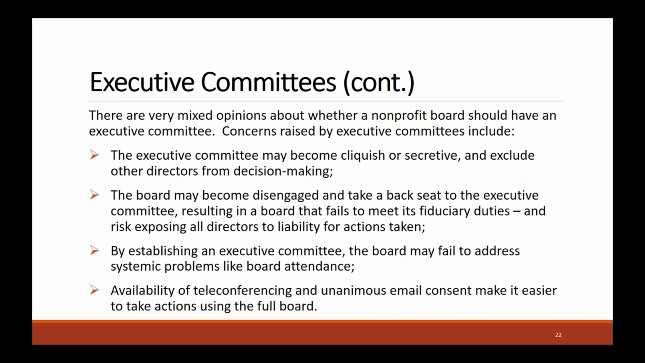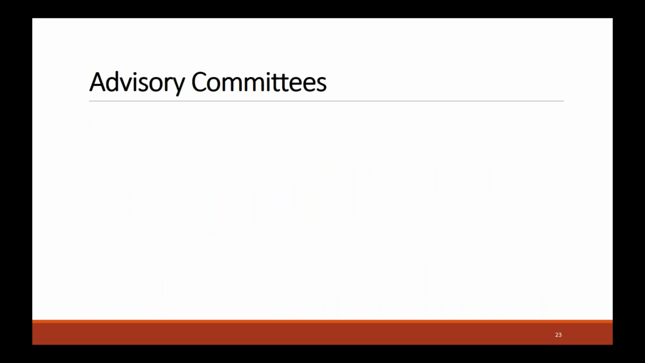And also the availability of teleconferencing, and as we talked earlier, unanimous written consent that you can do via email. It makes it easier to take actions using the full board. So technology is also having an effect on the efficiency of boards and the ability to use a full board versus your executive committee. Okay, so those are board committees.